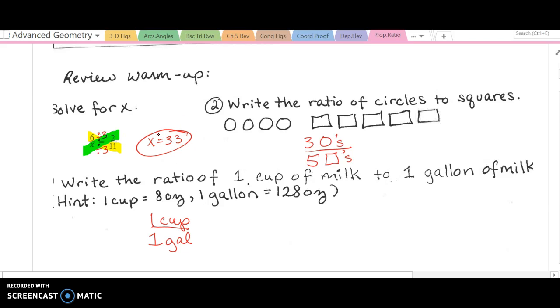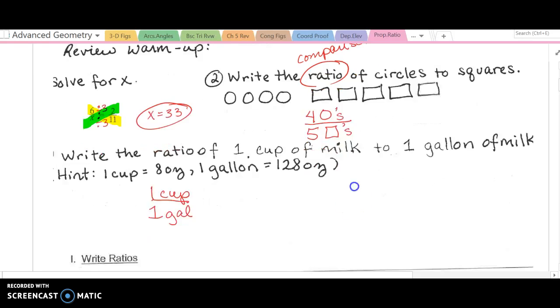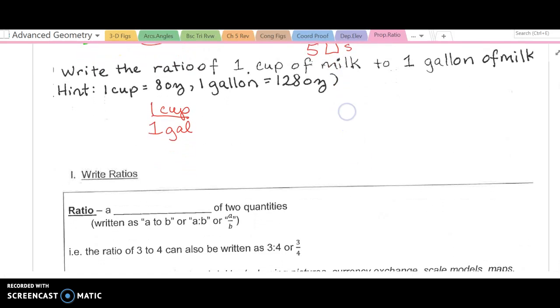On the next one, write the ratio. Remember, a ratio is just a comparison of two things. So the ratio, oh my goodness, I miscounted, of circles to squares, that's 4 circles compared to 5 squares. And on the last one, write the ratio of a cup of milk to a gallon of milk.